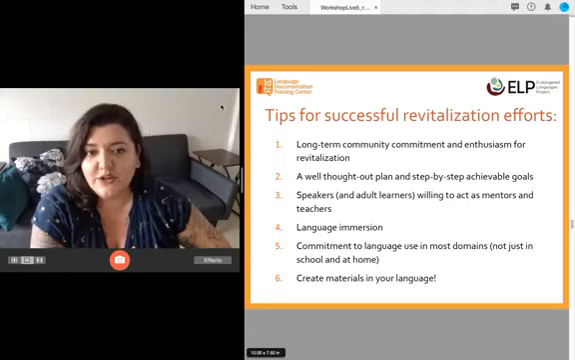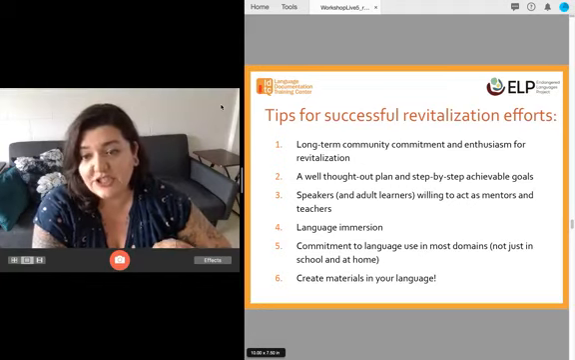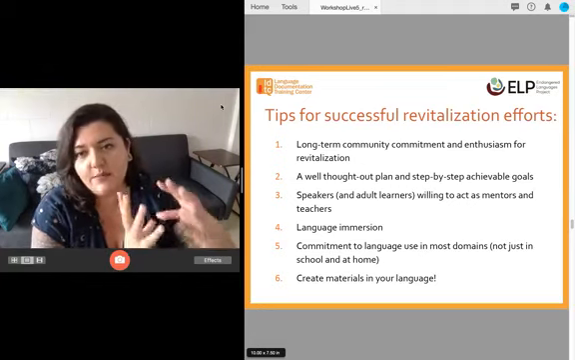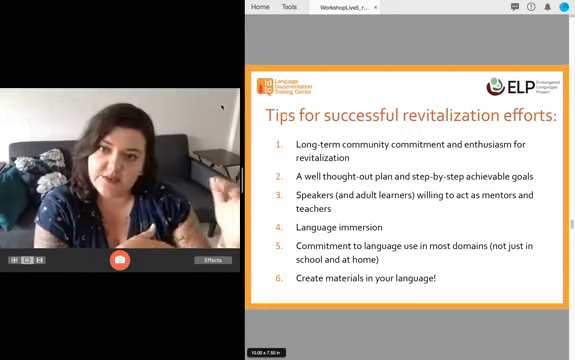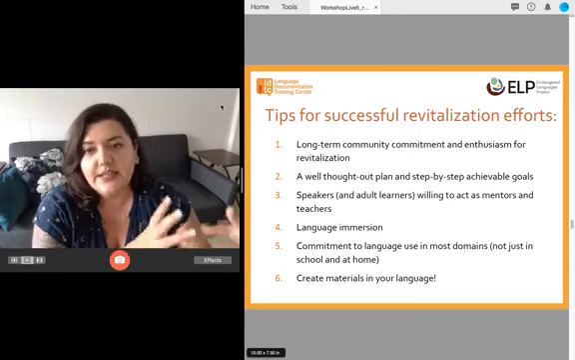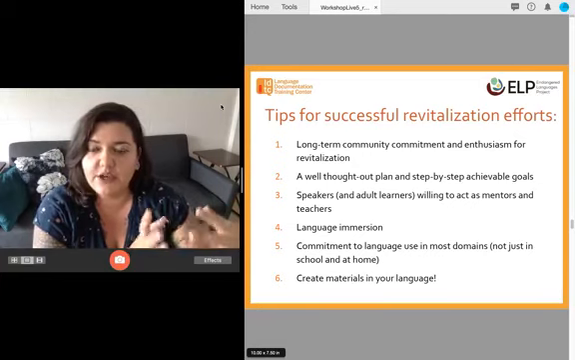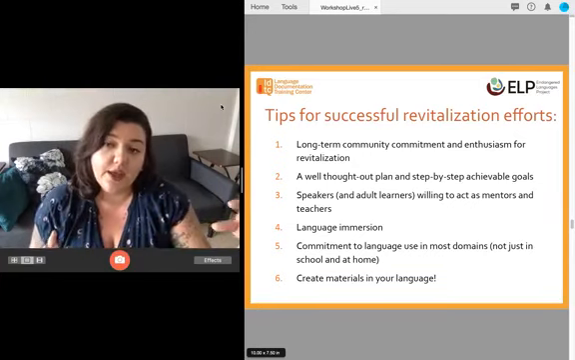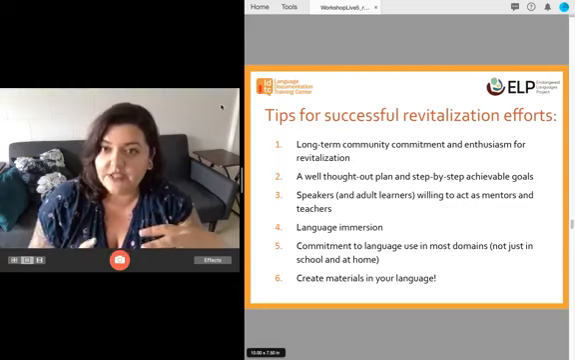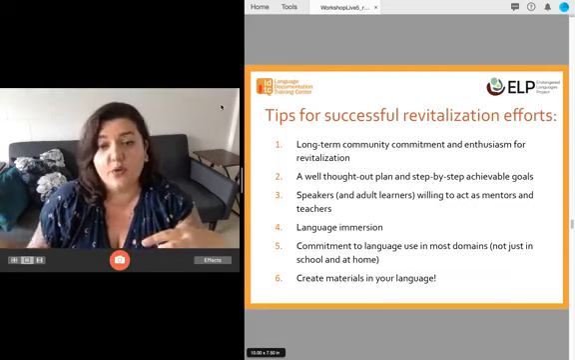Speakers and adult learners will act as mentors and teachers. So making sure to have, again, that middle group between the native speakers and the children, getting them involved and having them take on more mentorship and teaching roles is going to be a great way to make sure there's continuity between the beginning of a revitalization movement and its expanding and growing into the future.